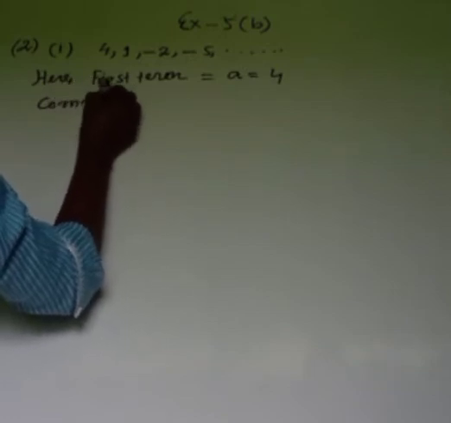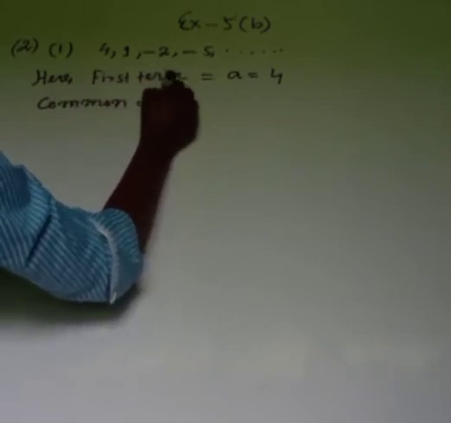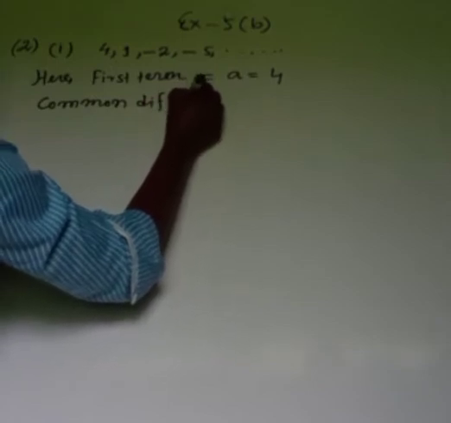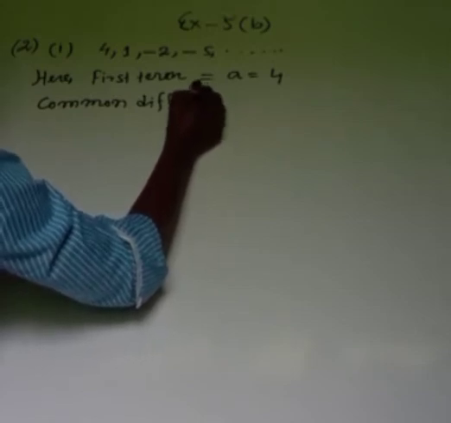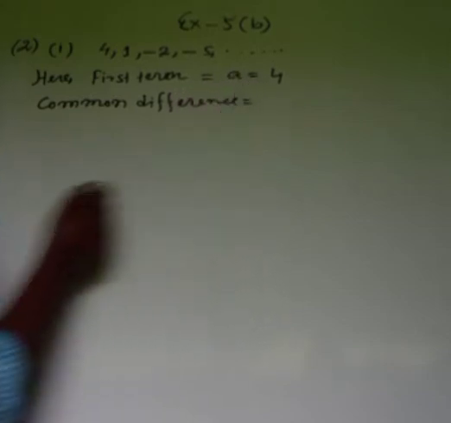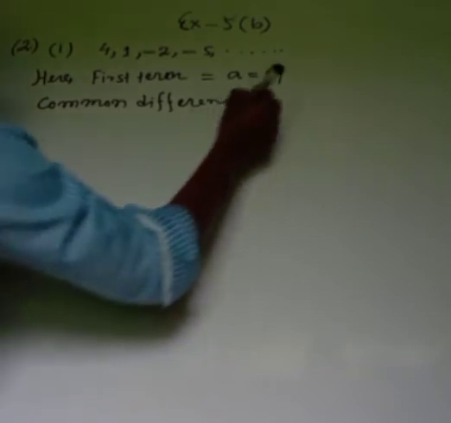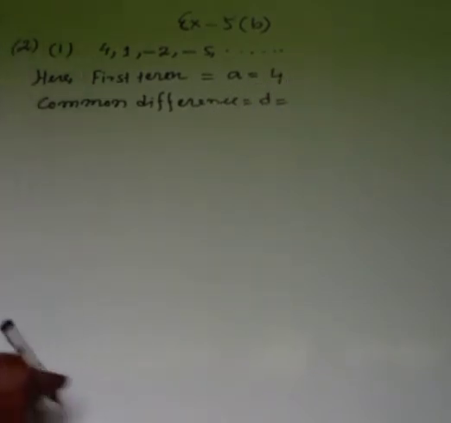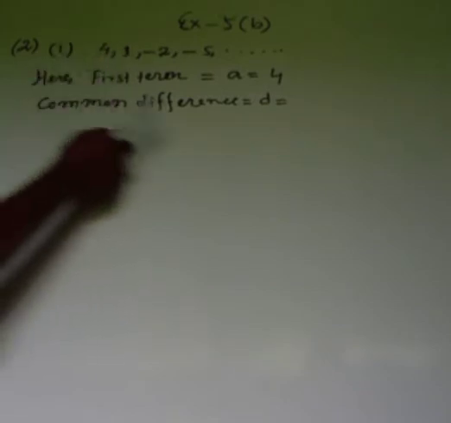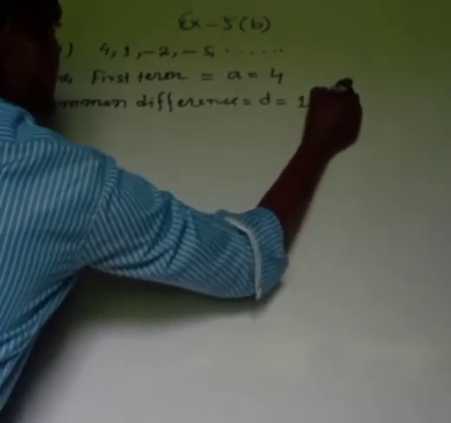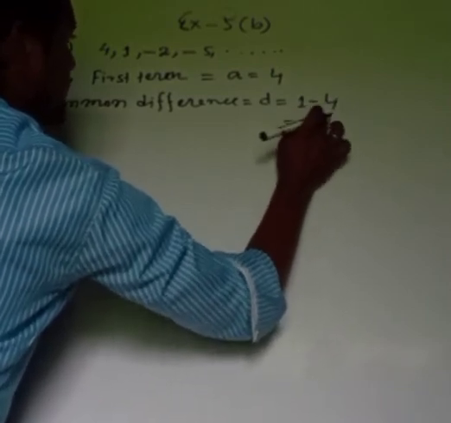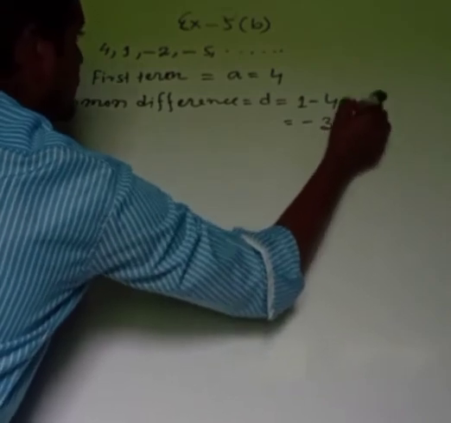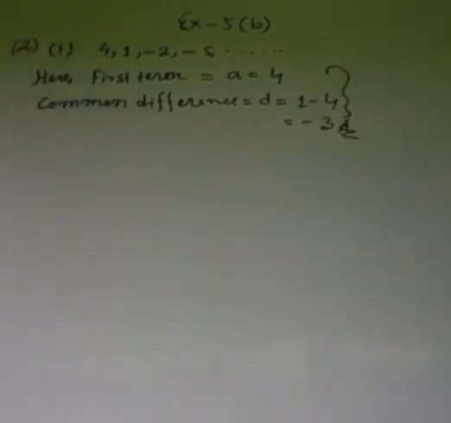And common difference, small d equal to. How can we find the common difference? We have to do subtraction: second term minus first term, or third term minus second term, or fourth term minus third term. It means from the later one we have to subtract the previous one only.